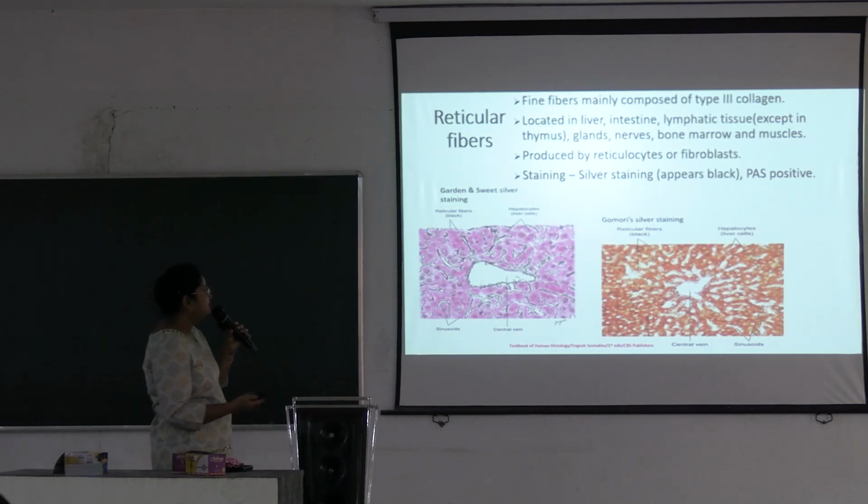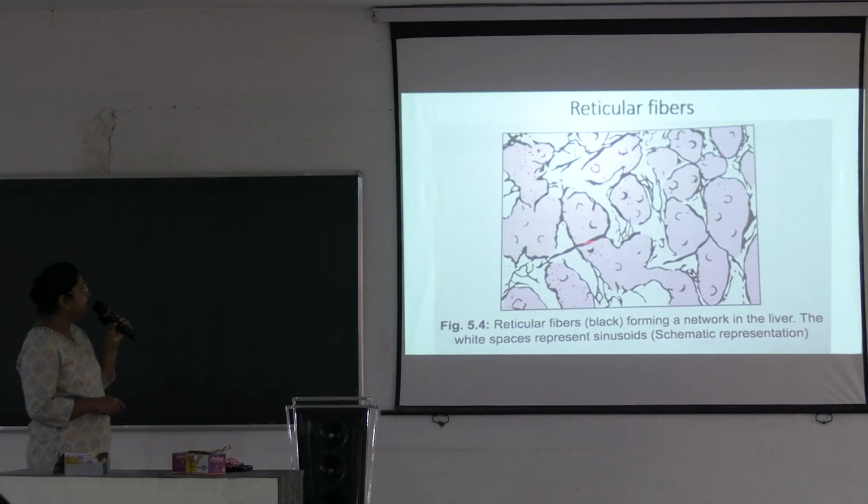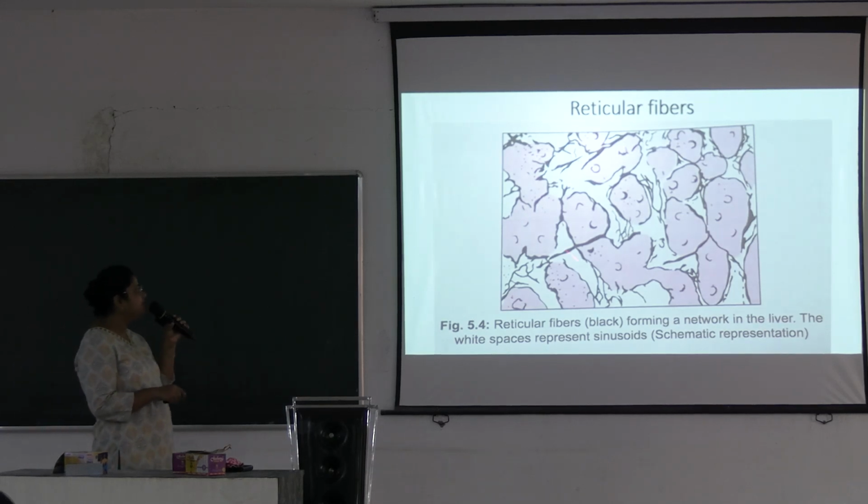Okay. Next, an enlarged view of the reticular fibers. The black colored structures are the reticular fibers. They have been stained black, forming a network in the liver, and the white spaces represent the sinusoids, where the blood is lying.